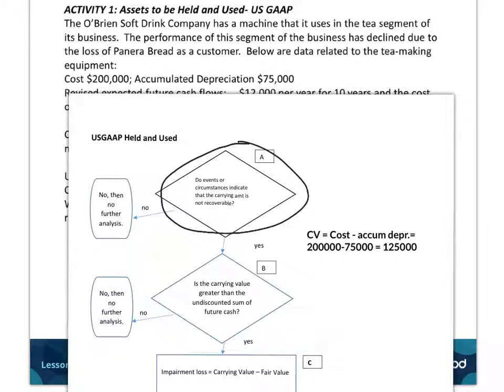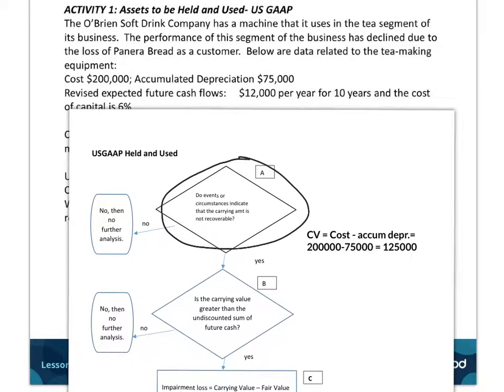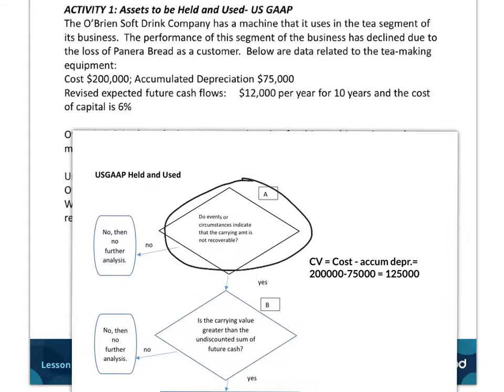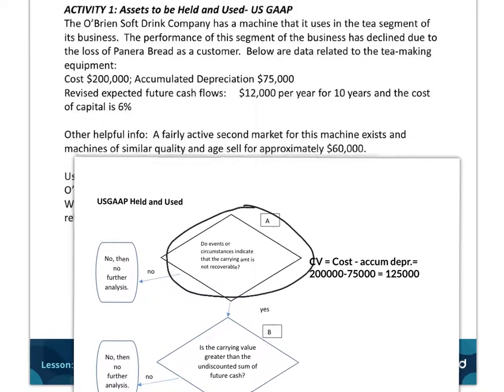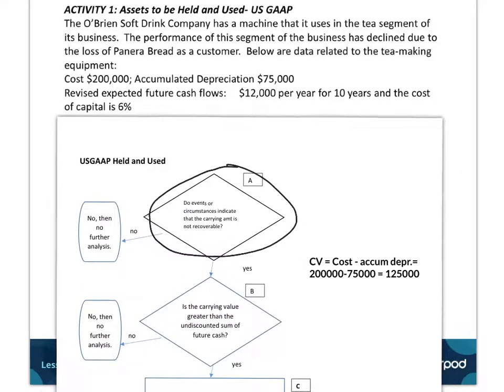And then the thing we need to compare that to is the sum of the undiscounted cash flows. So we get $12,000 per year for 10 years. We don't need to worry about the 6% because we don't need to take a present value. Undiscounted cash flows simply means we add up $12,000 for 10 years. So that would be $120,000.